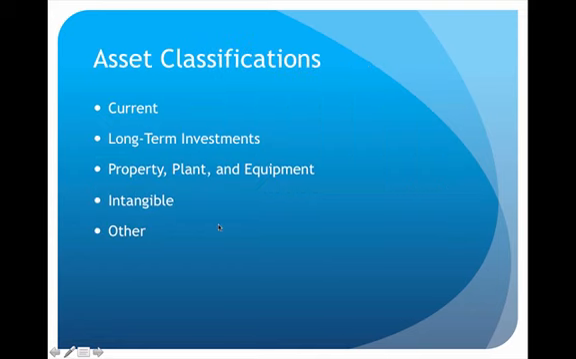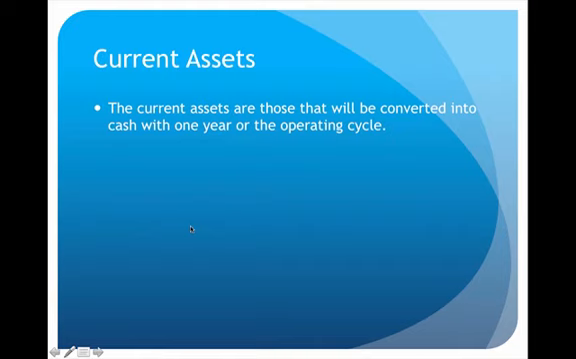So in terms of assets, we're going to have various asset classifications. We're going to talk about each one of these in detail, but they are current, long-term investments, property, plant, and equipment, intangible, and other. Like I said, these are the 5 different possible classifications that we will utilize for all of our assets. The first classification would be the current assets.